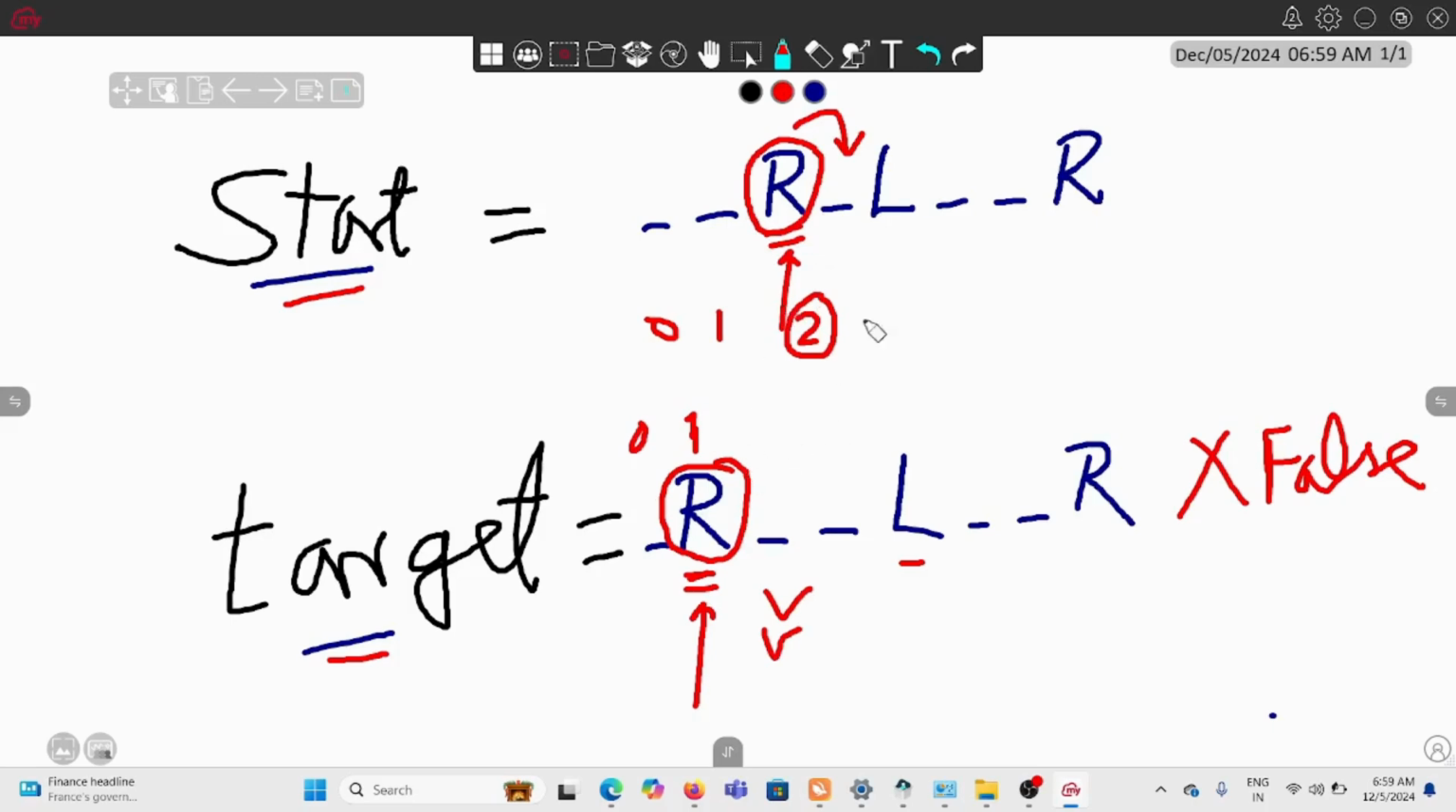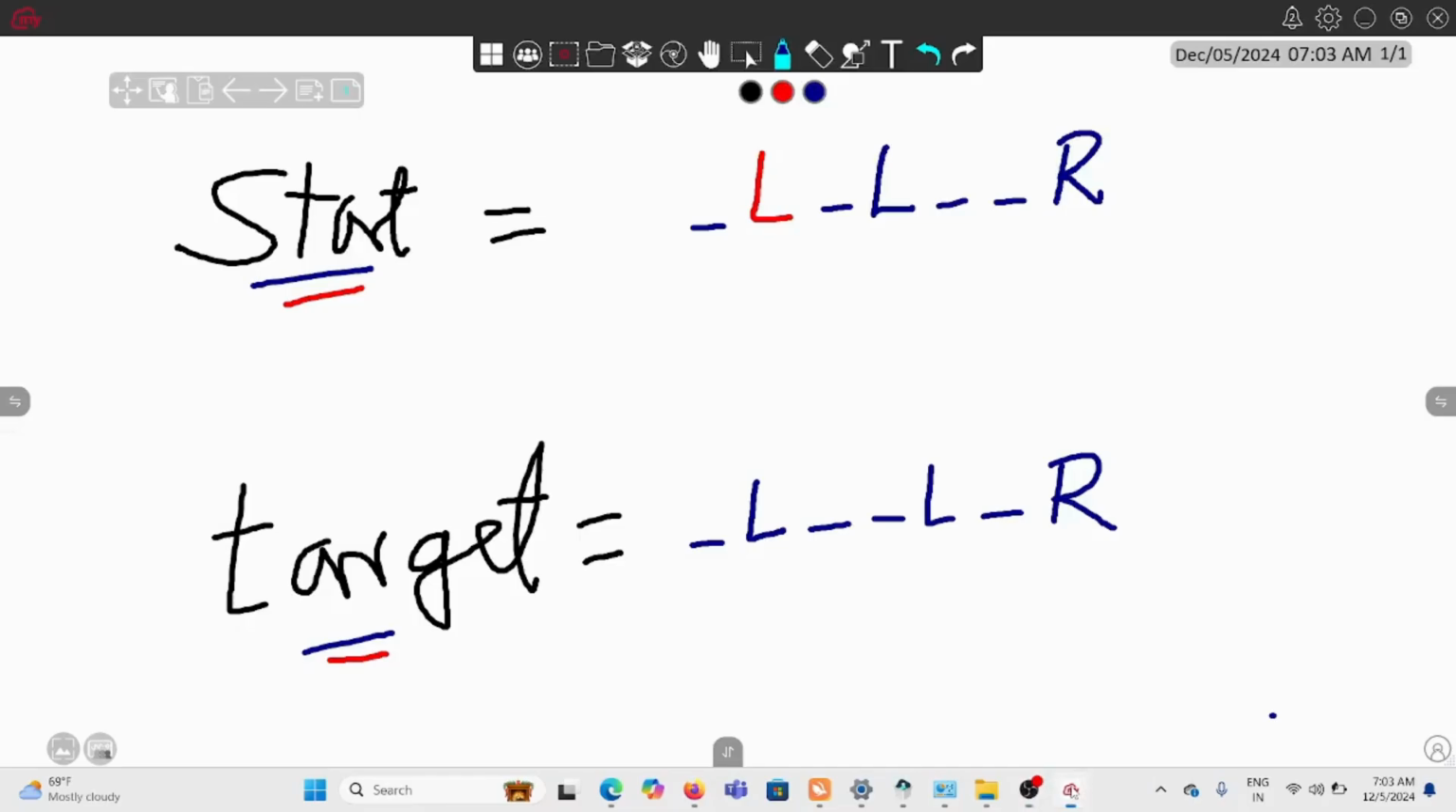Similarly, we can take the example for the L as well. So let me take a different example. For example, this time our start is like this and our target is like this. If we compare here, this is fine, right? This portion is fine. This is underscore L, this is also underscore L. So we don't have to do any operation so far. But see here, there are two spaces here, but here is only one space.